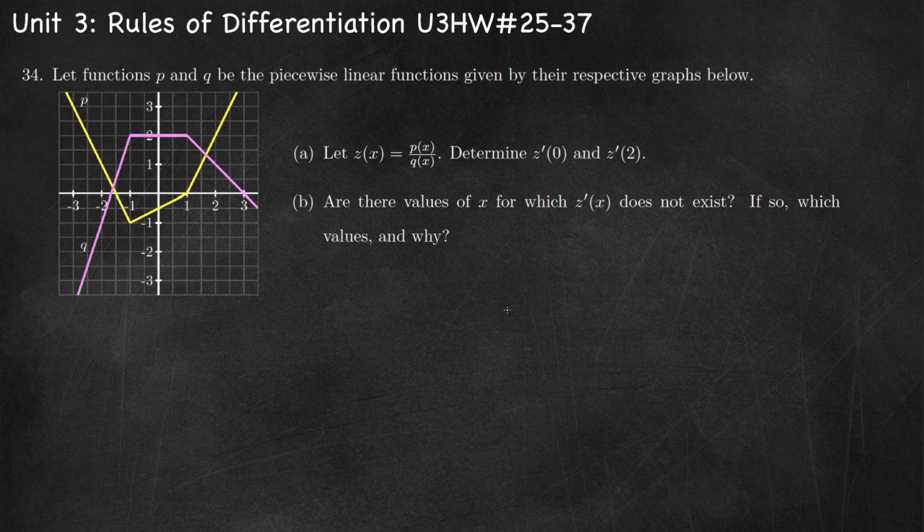34. Let functions p and q be the piecewise linear functions given by their respective graphs below. z equals p over q. Determine z prime of 0 and z prime of 2. Okay, so first of all, we need to find z prime of x. z prime of x equals, and we'll use the quotient rule here, it's derivative of the top, so p prime of x times the bottom, q of x, minus the top, p of x, times derivative of the bottom, q prime of x, over bottom squared, so q of x squared.